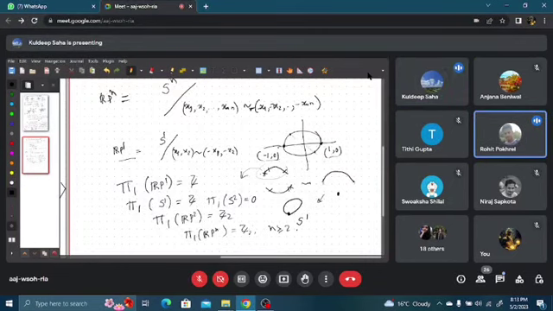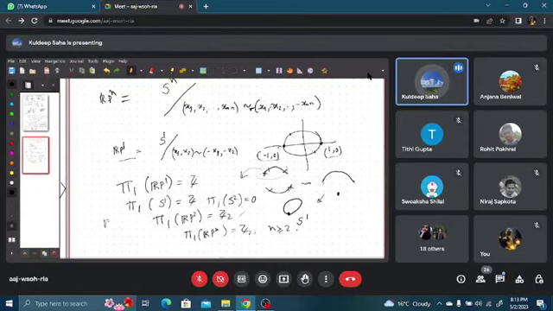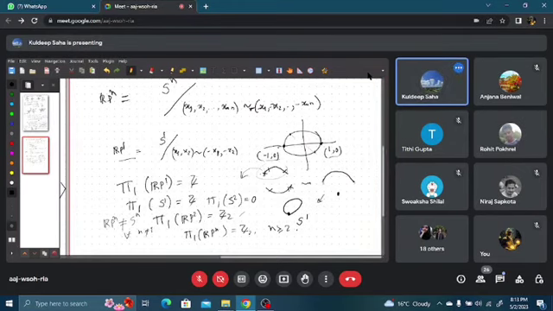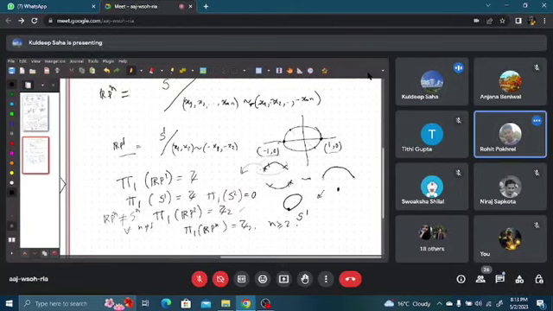Fundamental group distinguishes them. In general, RPn is not the same as Sn for all n not equal to 1.